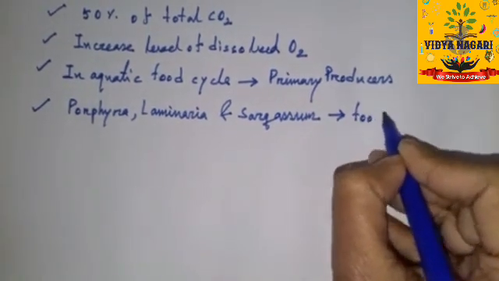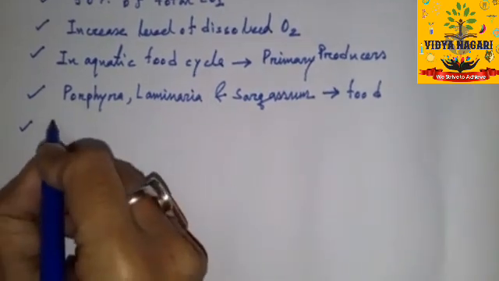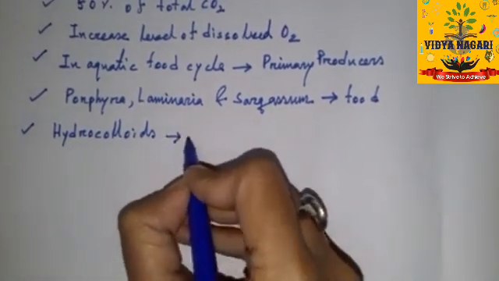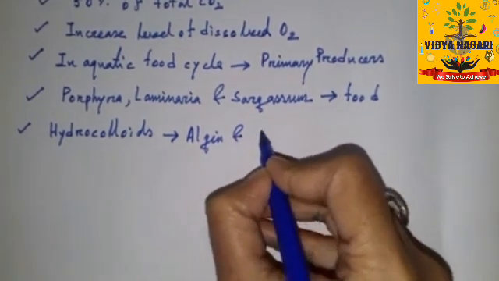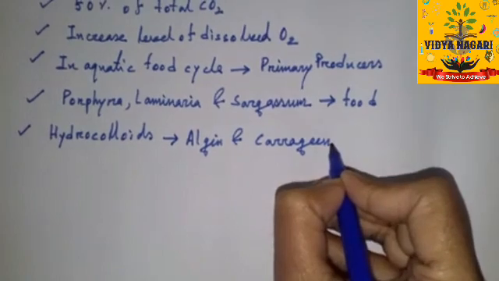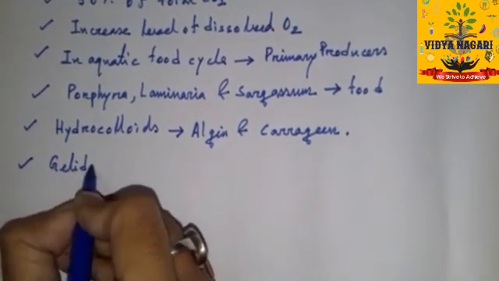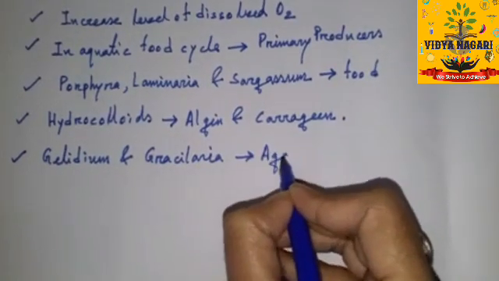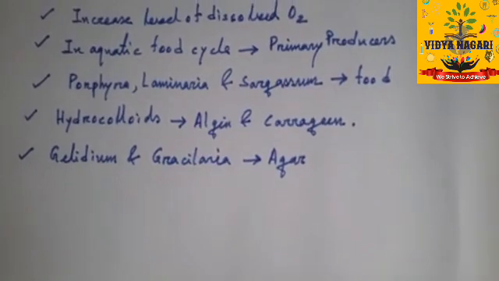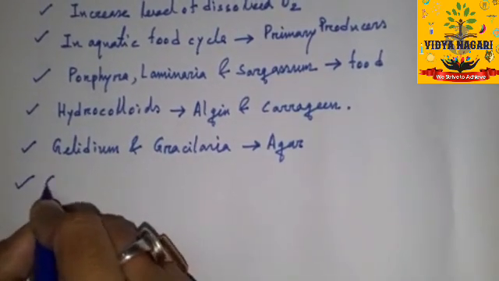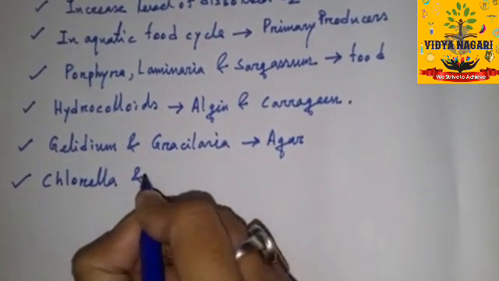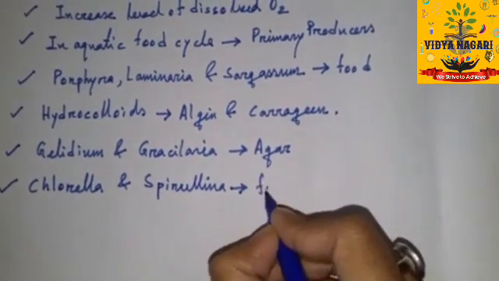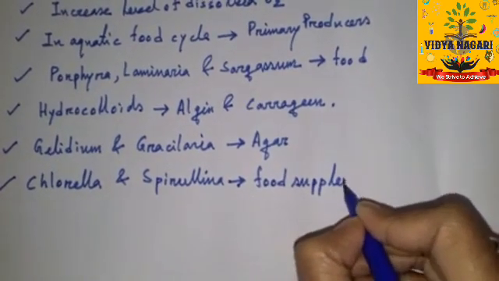Some produce large amounts of hydrocolloids, which are water-holding substances like algin and carrageen, which are used commercially now, and Gelidium and Gracilaria produce agar. This agar is used in microbial culture and in preparation of ice cream and jelly. And some algae like Chlorella and Spirulina are rich in protein, so they can be used as food supplement, even by space travelers.